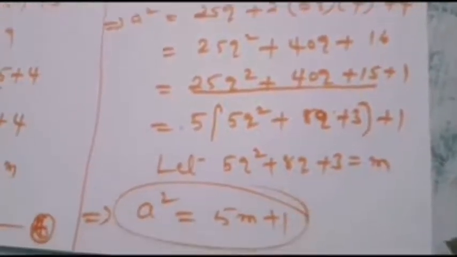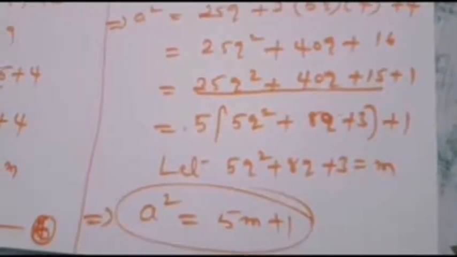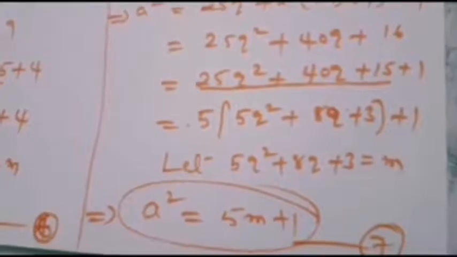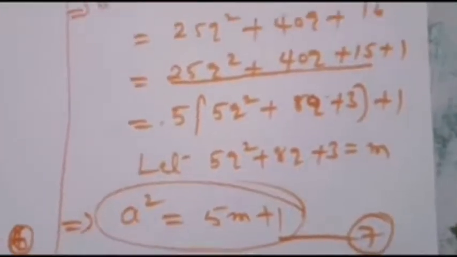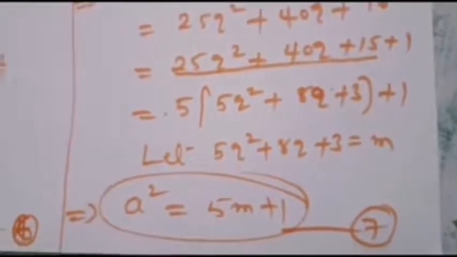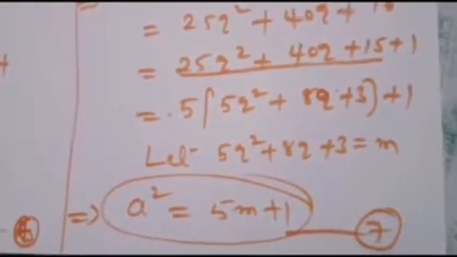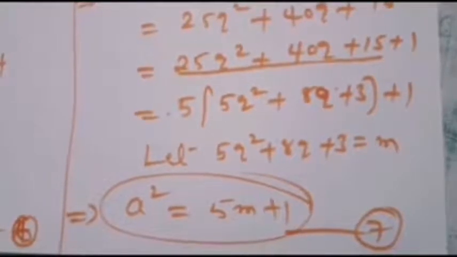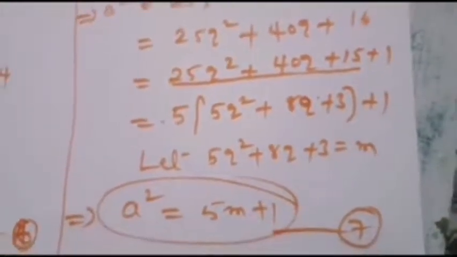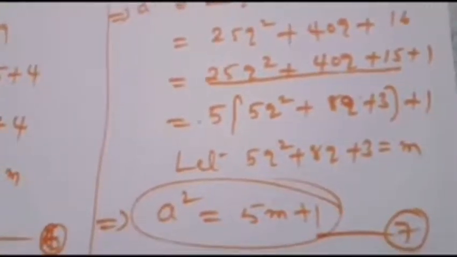Okay. From all this, what do you understand? From all the equations, number 2 to 7, you understood that the square of any positive integer is of the form 5m, 5m plus 1 or 5m plus 4.